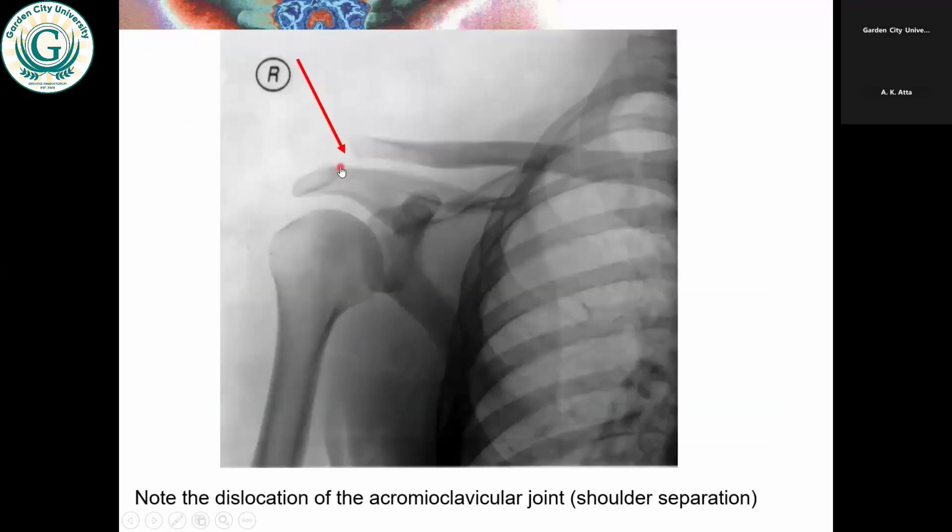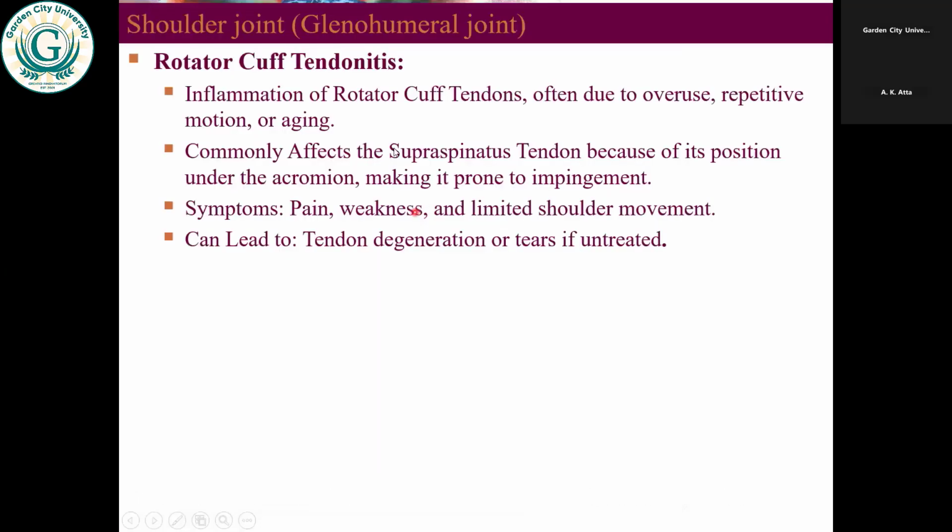So this one here is the dislocation that you are seeing at the acromioclavicular joint. You see, the joint between the clavicle and the acromion. This is a plain type of what? Synovium. And most of the time when you are talking about it, this is the one that we normally talk about.